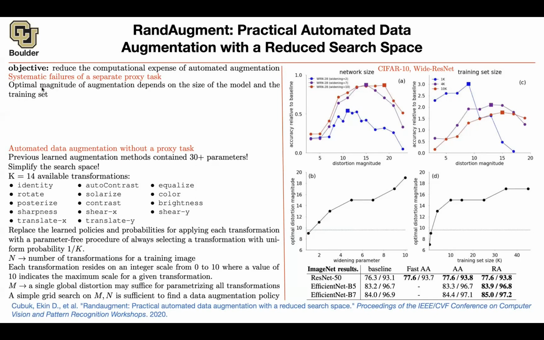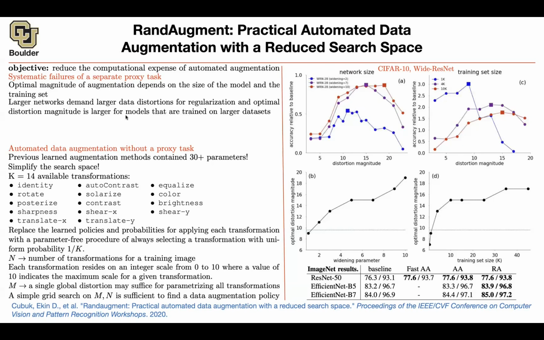So that's this observation. Optimal magnitude of augmentation depends on the size of the model. That's this curve here, and the training size. And larger models in general need more distortions. Maybe because they are larger, you need to distort them more, do more data augmentation for them to be regularized. And a similar pattern happens when you have larger data sets. Whenever you have larger data sets, maybe as you distort more, you are being less sensitive to those huge distortions.